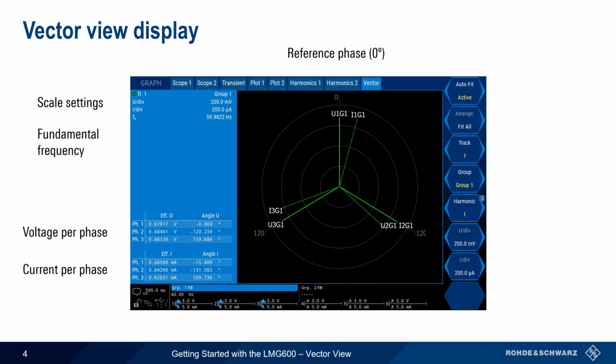In the graphical representation, there are 6 lines, 3 showing the magnitude of each phase voltage, and 3 showing the phase currents. A combination of letters and numbers is used to designate each line. For example, U1G1 is the voltage for phase 1, group 1, and I2G1 would be the current on phase 2 of group 1.